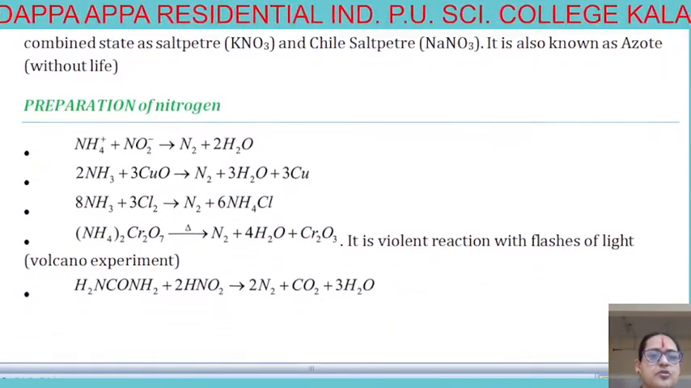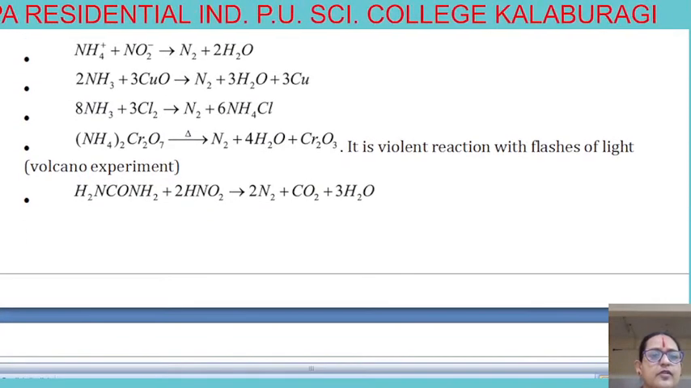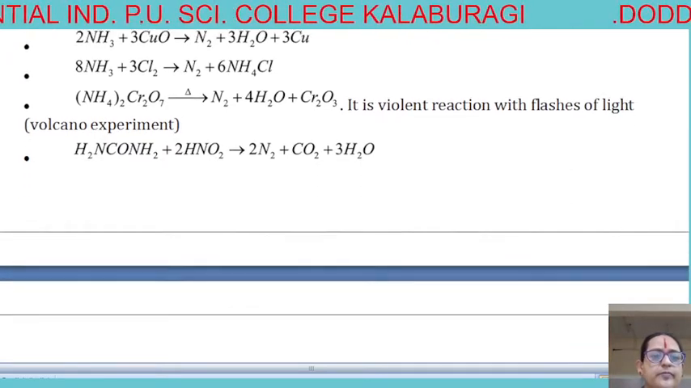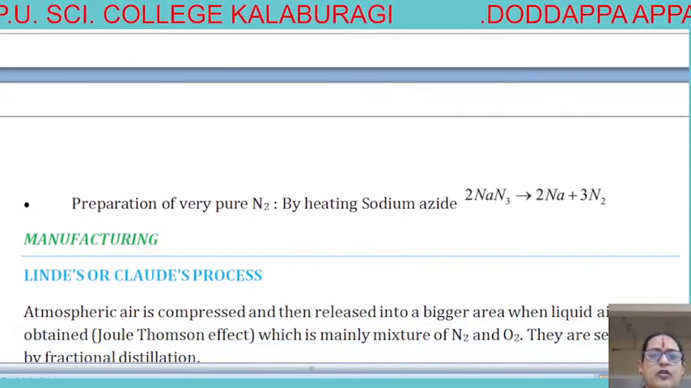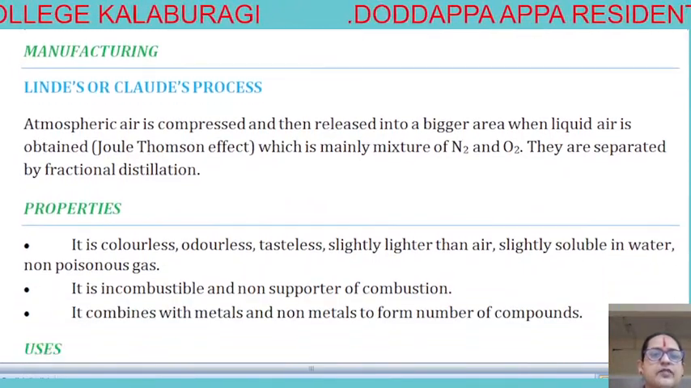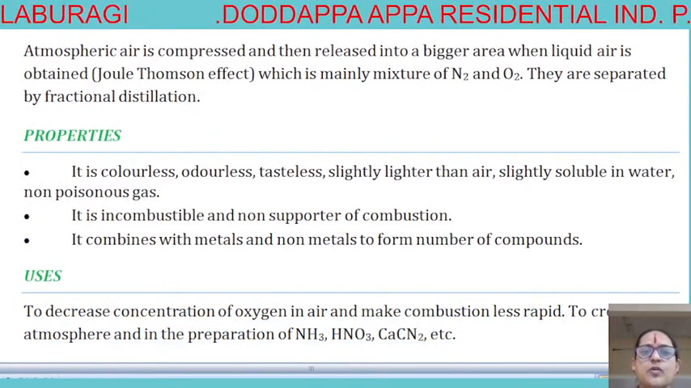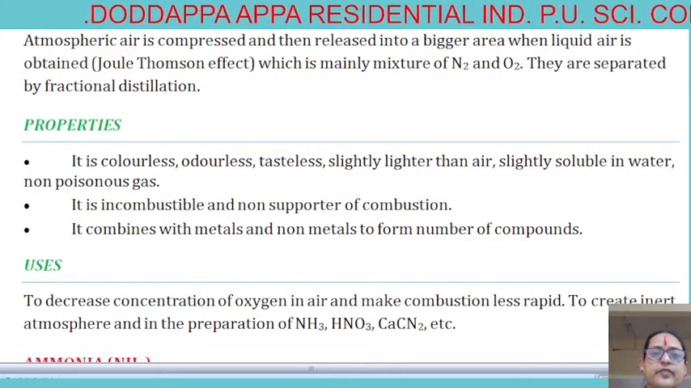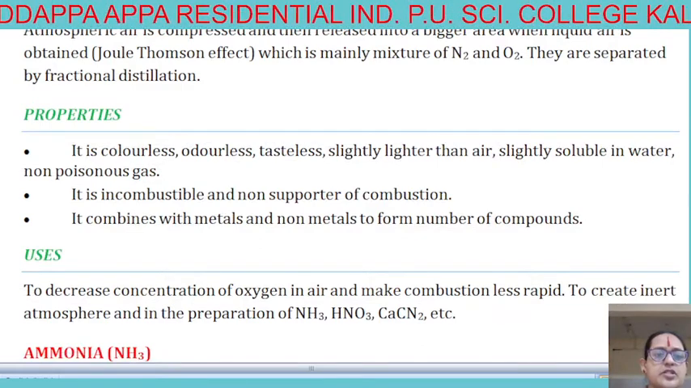Preparation of nitrogen. We have different methods to prepare nitrogen: from ammonia and chlorine, from ammonium dichromate, from urea, and also from sodium azide. On a large scale we can prepare it by Linde's process. Atmospheric air is compressed and then released into a bigger area, when liquid air is obtained, which is mainly nitrogen and oxygen. These two are separated later by fractional distillation.